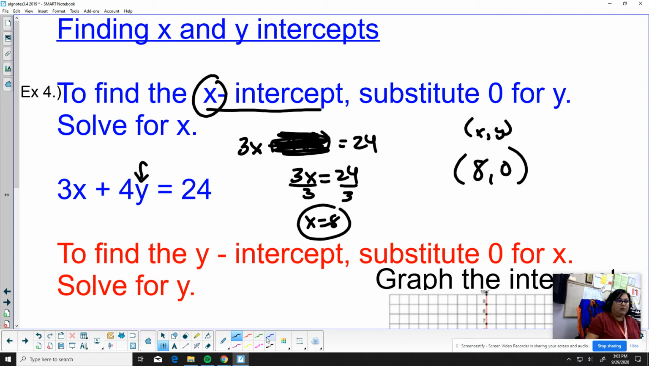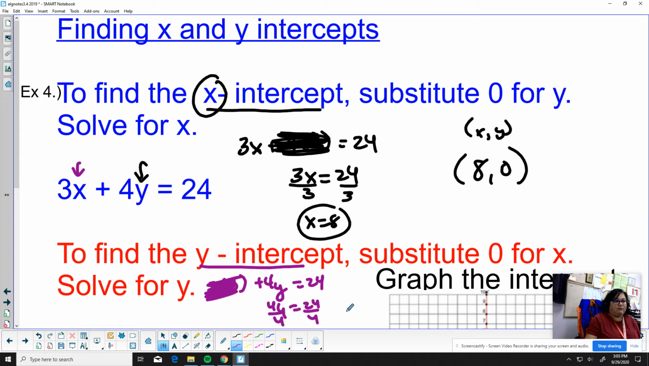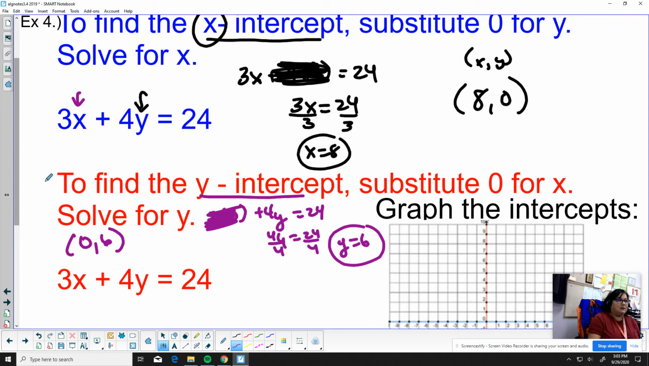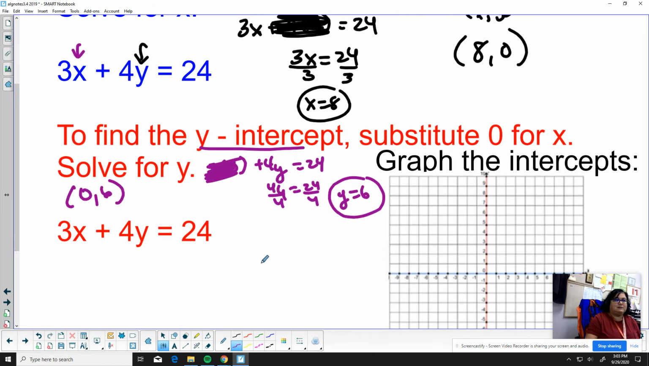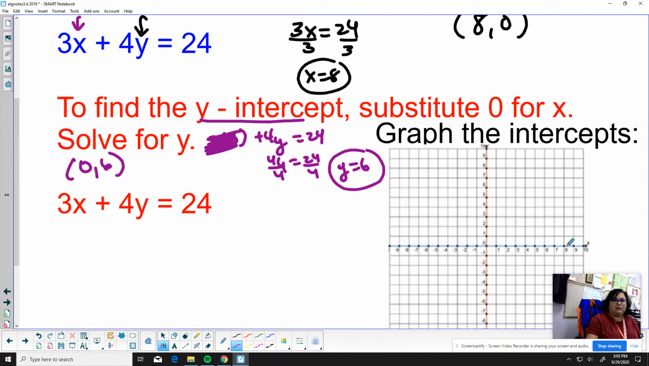Okay, if I do the other one, the y-intercept, I substitute 0 for x this time. It's kind of like opposite day. So 3 times 0 plus 4y equals 24. Well, 3 times 0 is just 0, so I'm just going to get rid of that. So I have 4y equals 24. Divide by 4, so y is 6. So this point is 0, 6, right? Because it's a y, so I need it to go back here. So then I can graph my 2 points. So 8, 0 is right here, and 0, 6 is up here, and there's a picture of my line.